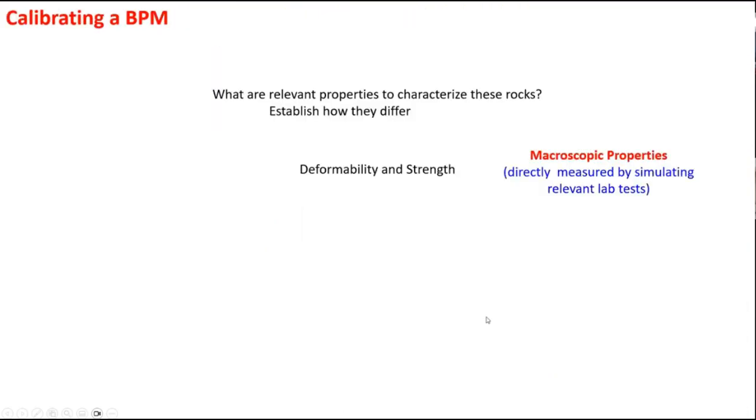So that's the idea. Now, let's talk about this. Rock is this complicated thing, but we're doing rock mechanics and we need to make predictions of how the rock is going to behave. And so that means, how do we characterize these rocks? How do we differentiate between them so we can say this one's stronger than another? Or this one's stiffer than another, right?